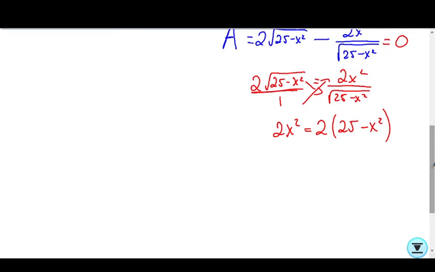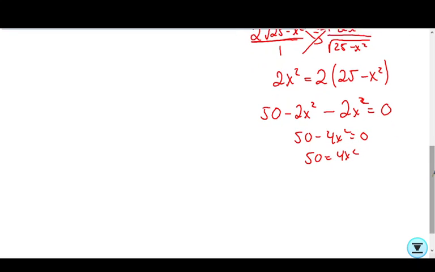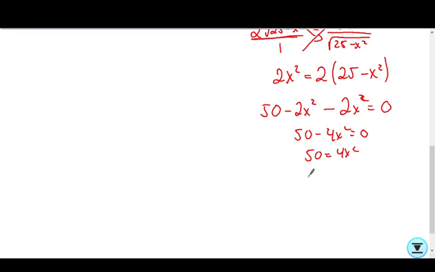So now, set it back equal to 0 by moving this 2x squared over. Let's actually multiply the 2 and 25, so it helps us out. That'll give us 50 minus 2x squared minus 2x squared equals 0. So that means we're going to get 50 minus 4x squared equals 0. 50 equals 4x squared. So that means 50 over 4 equals x squared. So x equals the square root of 50 over 4. So that's our x value.